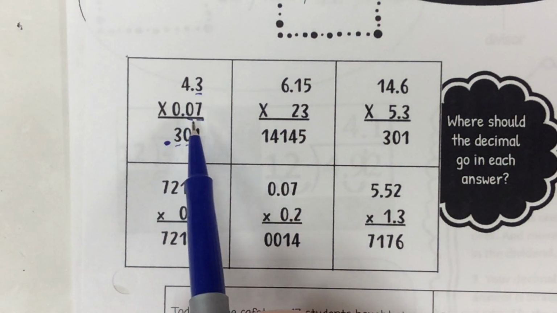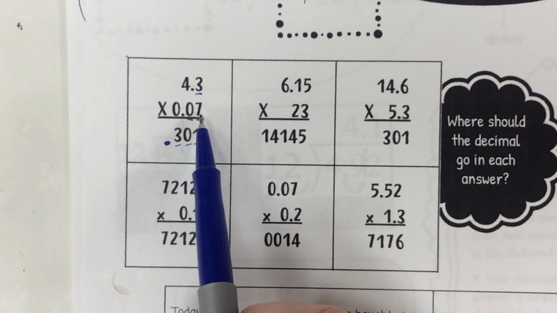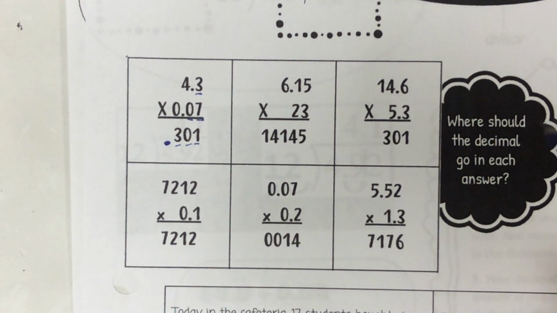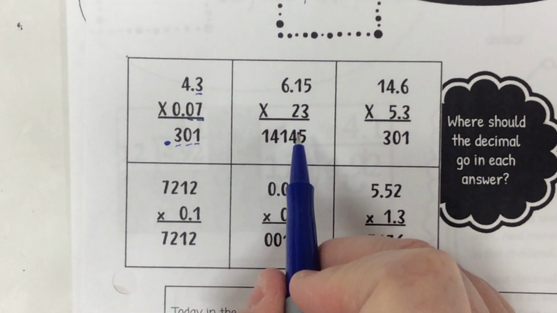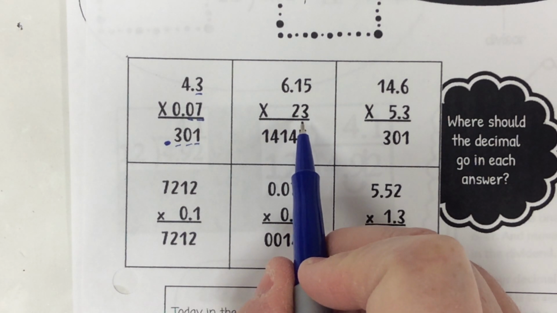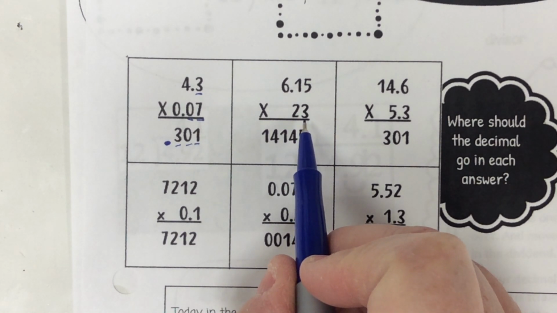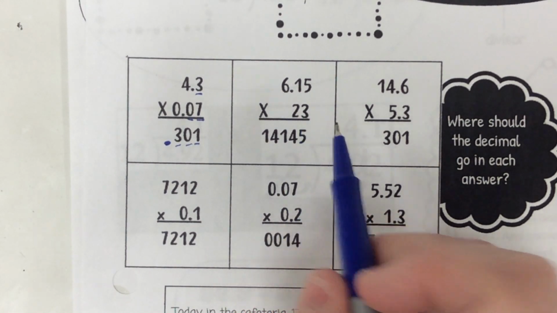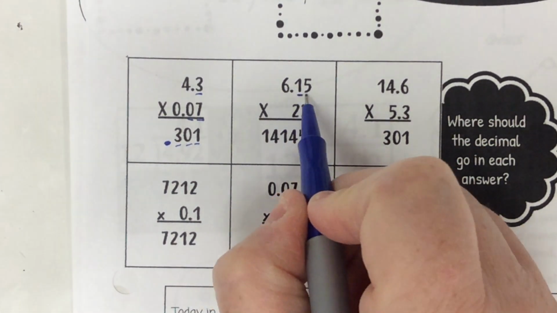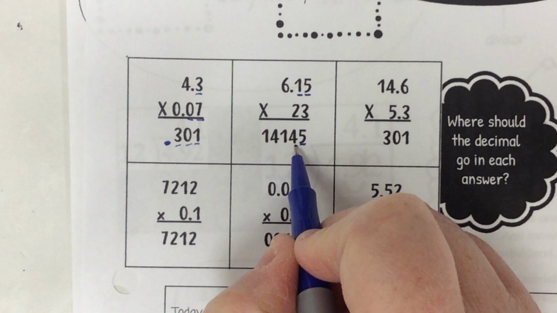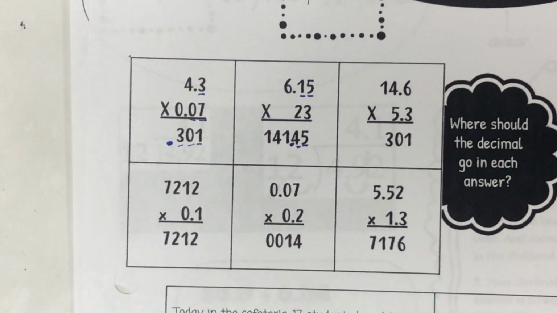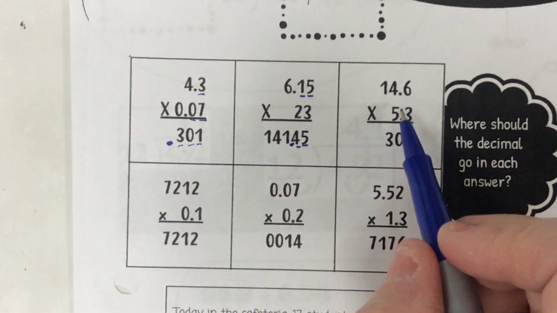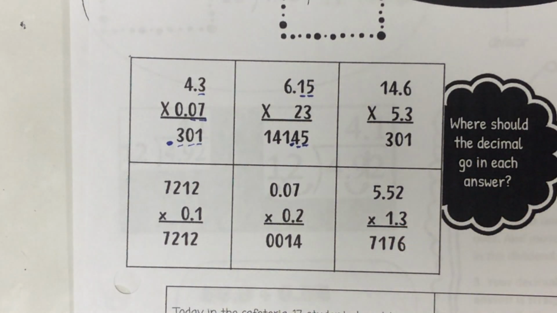Okay, 4 times 700, so that's going to be a really tiny number, less than 1 whole. Okay, this is 6 and something times 23. Well, I know that 6 times 25 is 150. Okay, 6 quarters would be $1.50, right? So 1, 2 decimal places, 1, 2 decimal places, and look at that. 141 is close to 150. All right, 14 times 5.